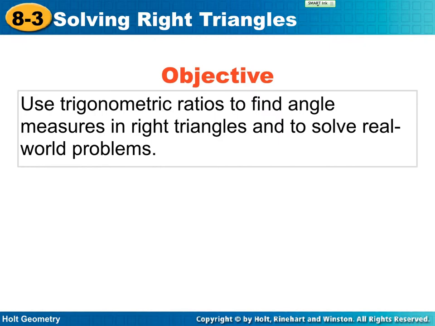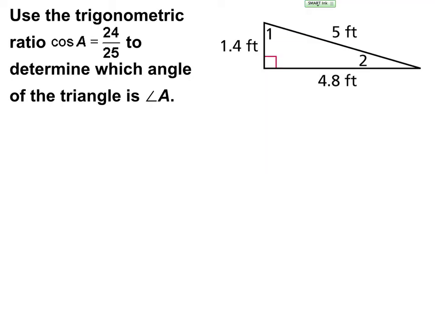Okay, so what we're going to work on today is trying to find an angle in a triangle. Okay? For the first problems, what we're going to try and do is figure out which angle is angle A. Is angle 1 angle A or is 2 angle A? And the clue that I'm giving you is the cosine of A is 24 over 25. So knowing that, can we figure out what angle A is?